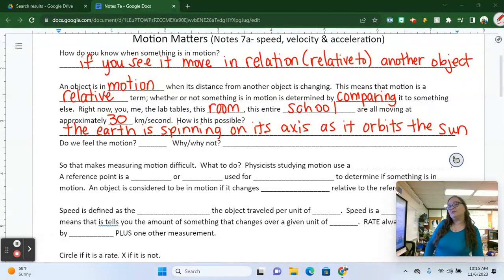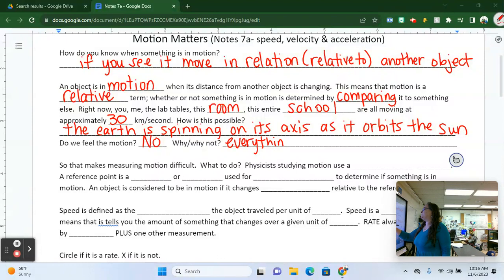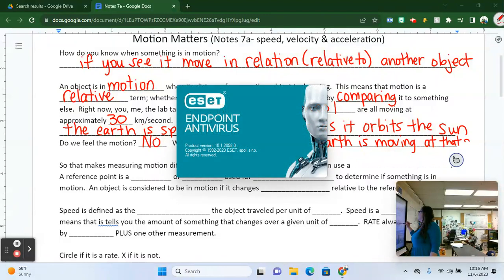Do we feel that motion? No, of course not. Why not? Think about what the definition of motion is, how we determine motion. Exactly, because everything on earth is going that speed. So there's nothing relative to it to compare it to besides the stars that are very distant, and that's how we know how fast we're going. So everything on earth is moving at that speed.